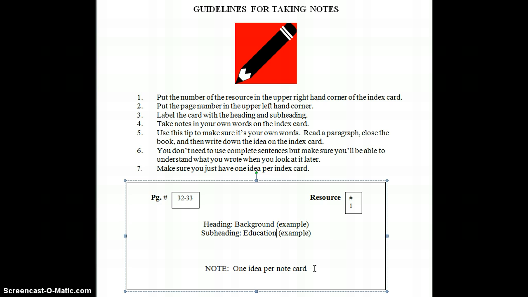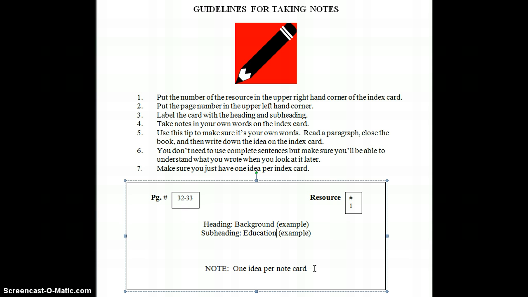Students then divide their note cards up into the heading categories at the end of the research period. This will help them in the writing process. They will have a thesis to support, and the headings will be natural paragraphs and will aid them in their writing process.